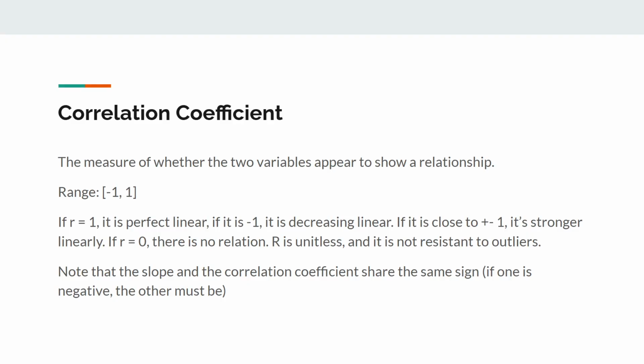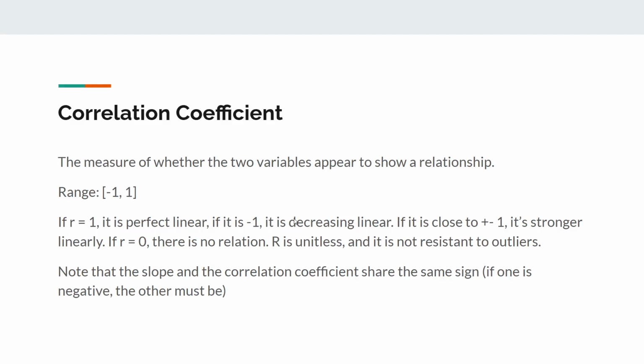Correlation coefficient, and it's the measure of the relationship. And the range is from -1 to 1. So it can't be -1.5, because r has to be between these. And the reason is actually pretty ingenious, which I'll show you later. So if r equals 1, it's perfectly linear.